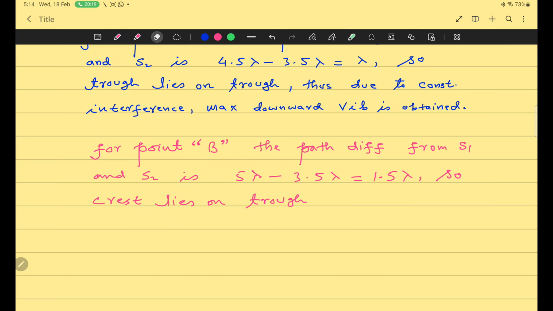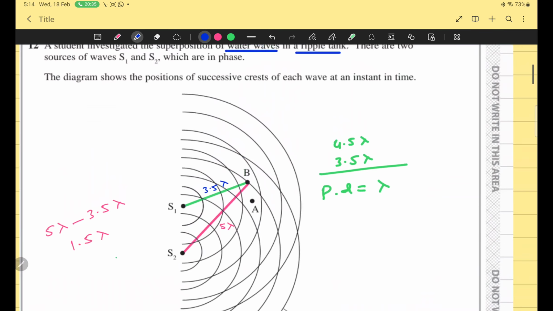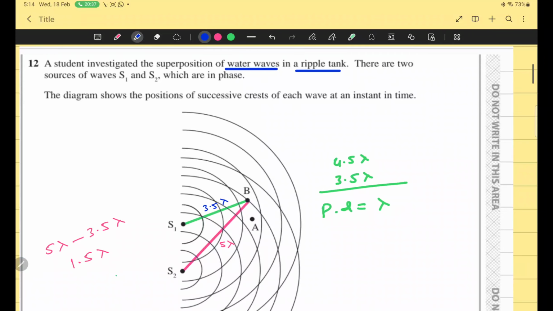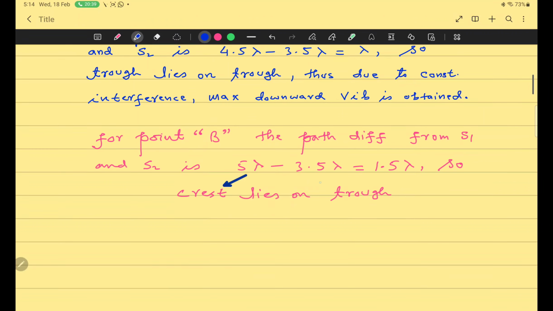You know 5 lambda means there will be a crest, and 3.5 lambda means there is a trough. 5 lambda means there will be a crest from one source. I am not saying source number one. So 5 lambda is from source number two, okay. And this point, 3.5 lambda, represents a trough, okay.